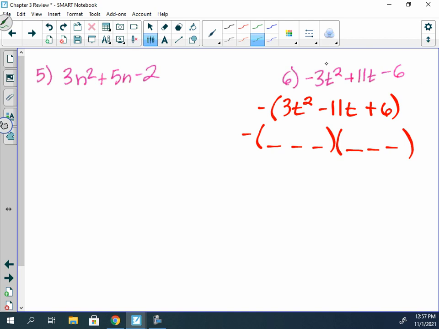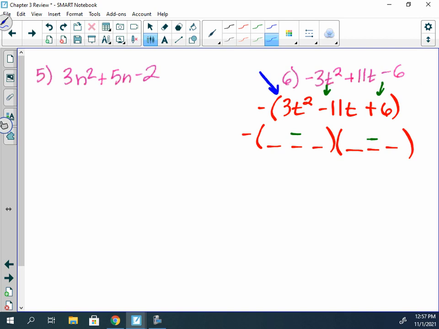Now again, just like with previous ones, we look at the third term to determine the signs that go inside the parentheses. Since the 6 is positive, the signs are the same and they're going to match the sign of the middle term, which is negative, so we would have negative and negative.